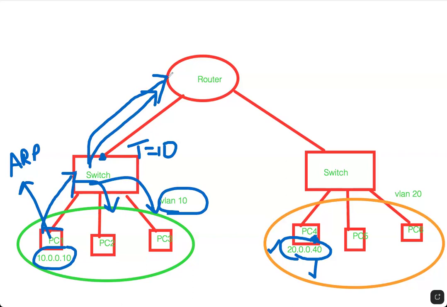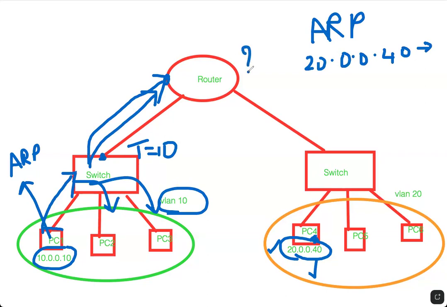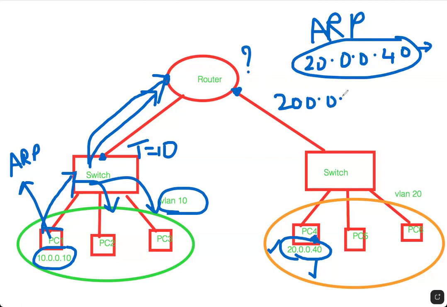Now the router has to check its ARP table. The router will see what the MAC address of 20.0.0.40 is. Obviously, there is no resolution. Even the router does not know that ARP entry. Next, it will see, okay, what network is this part of? It's learning from this interface network IP. So this should be part of something like 20.0.0.1, because remember, we define this interface as the gateway IP.